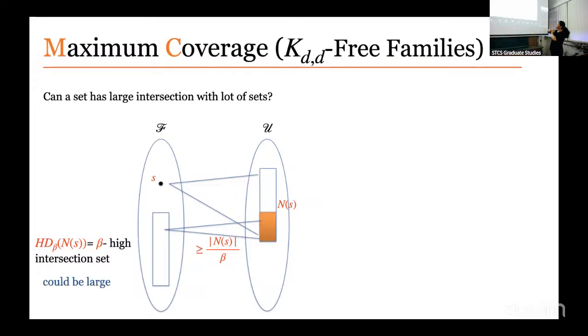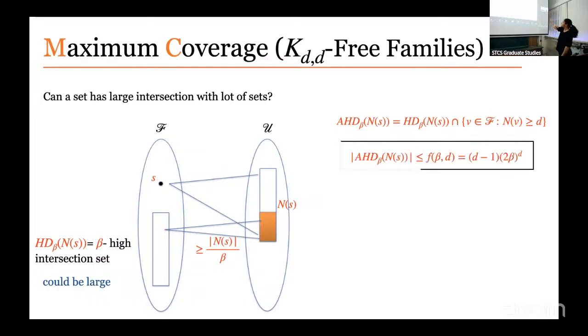In general, this can also be large. But if I look within this set at the vertices whose degree is large, by large I mean at least D, then A_HD is a set which has the vertices that have high intersection as well as neighborhood size at least D. This we prove that we can bound by a function of beta and D, using some KDD free problem.